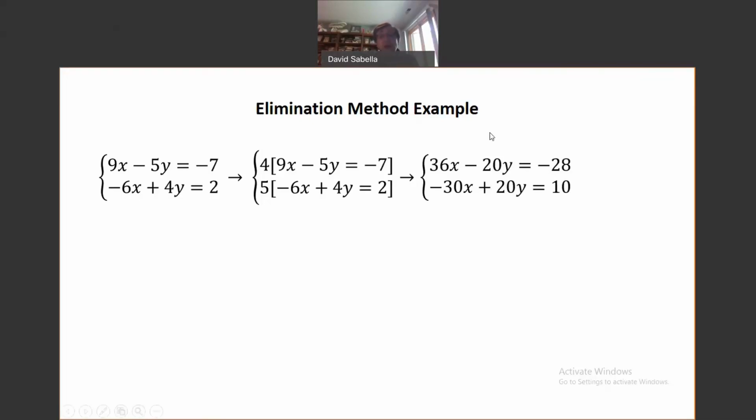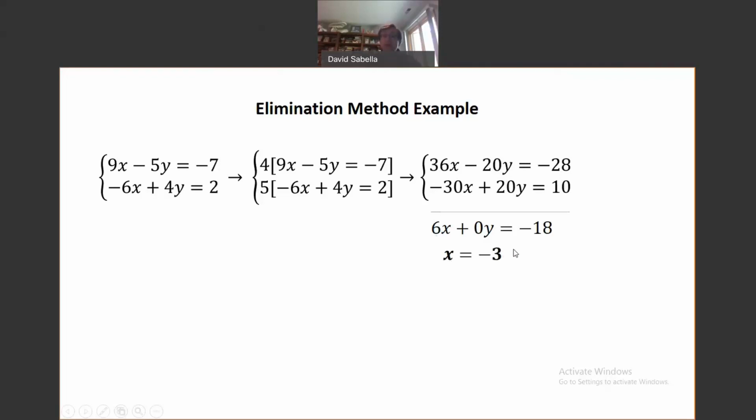I just want to go really quickly through this. Make sure you multiply all terms by the 4. So it's 4 times 9, 4 times negative 5, and 4 times negative 7. That's where I got this equation from. And then I multiply the second equation by 5. So it's 5 times negative 6, 5 times 4, 5 times 2, giving me these two equations. When I add them together, 36x minus 30x is 6x. Negative 20y plus 20y is 0y. That was the goal. We eliminated the y. And negative 28 plus 10 is negative 18. And then we solve it for x to get x equals negative 3.